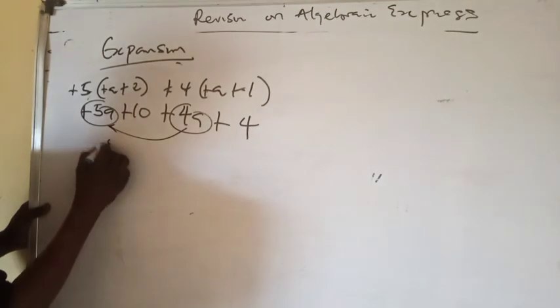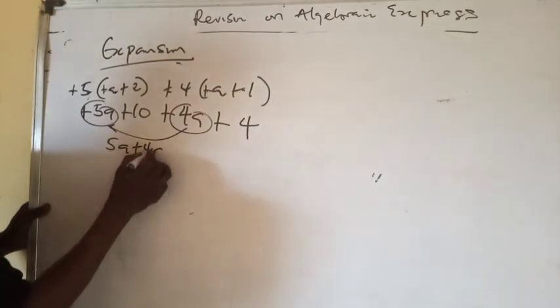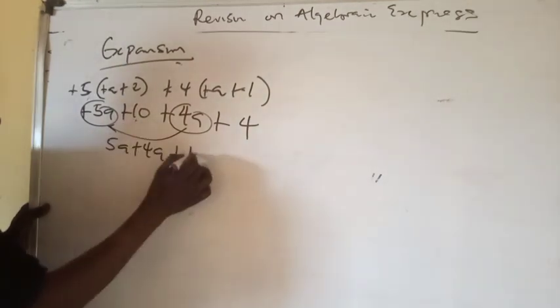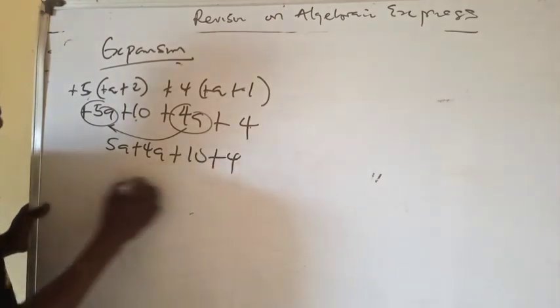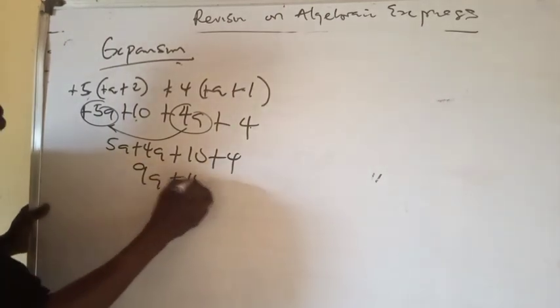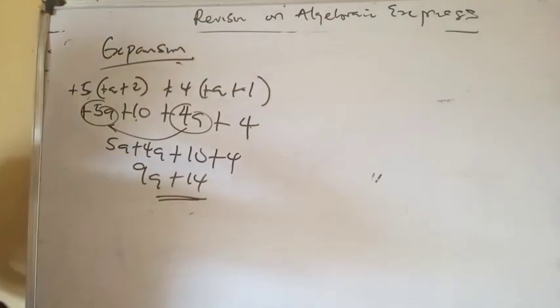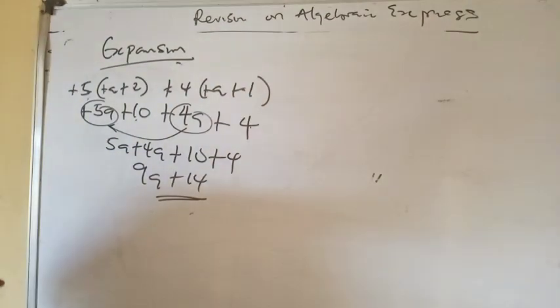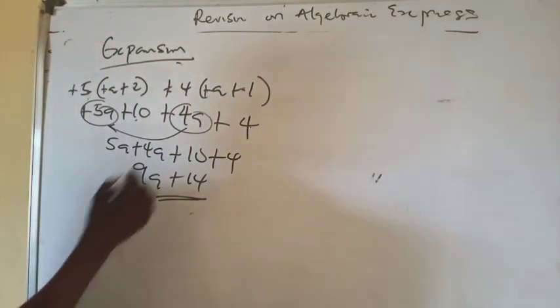Join them together. 5a plus 4a. This one is an ordinary number. This one is an ordinary number. Join them together. What do you have? 9a plus 14. Are we clear with that now? Okay, now let's see another one again.